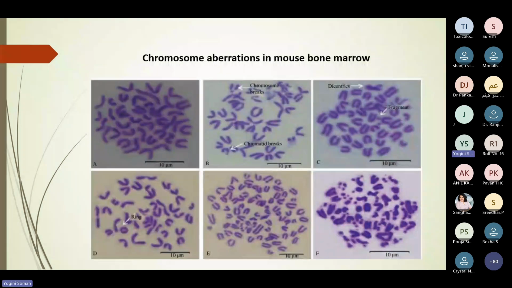In this diagram, you can see chromosome damage in the bone marrow of a mouse. You can see the chromosome break here, though maybe the picture is not clear. Then a chromatid break is here. Then there is a dicentric here. Then there are fragments, acentric fragments. Also there is a ring chromosome.